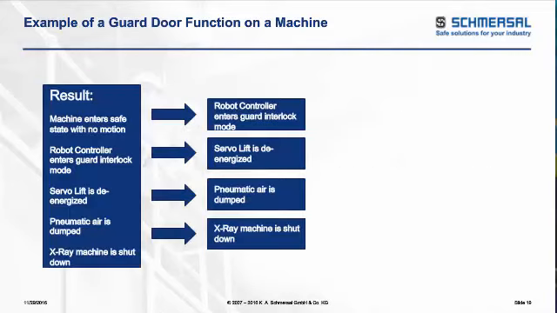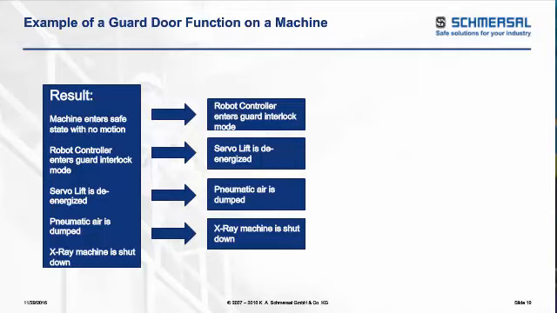So now we break down our result to those 4 key factors. What we really want to look at is each one individually. Again, we can look at a global aspect. Opening up the guard door, the machine has to enter a safe state. How are we accomplishing that? Here we have to look at the robot controller, the servo controls, the pneumatic controls, and the X-ray controls. How are we doing that on each one of those devices to meet the proper safety levels?